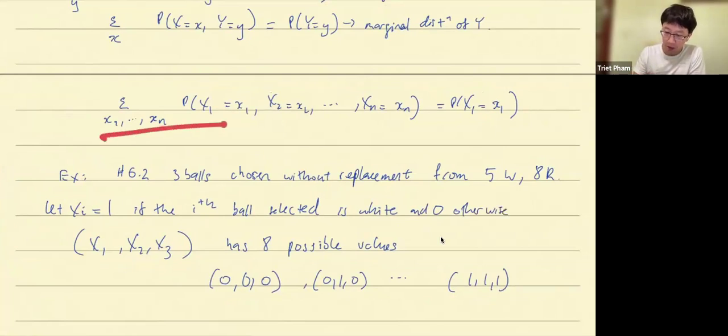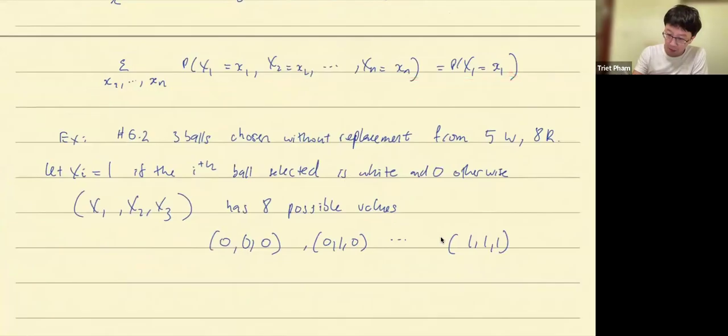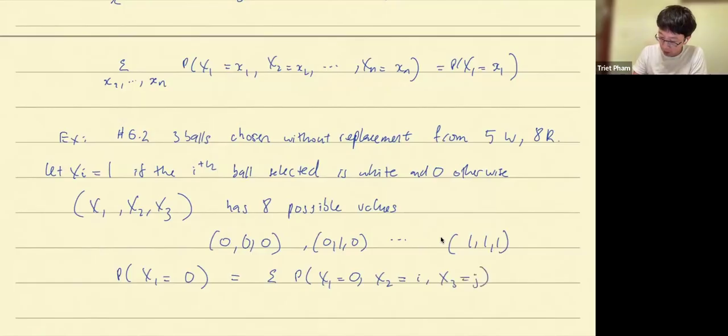So to demonstrate what we're saying here, for example, the probability that X1 equals 0 will be equal to the sum of the probability that X1 equals 0, X2 equals i, X3 equals j, where i and j equal 0 or 1. Does that make sense? If you sum over all possible values that x2 and x3 can take, namely zeros or ones, you get back the marginal of X1 equals 0.